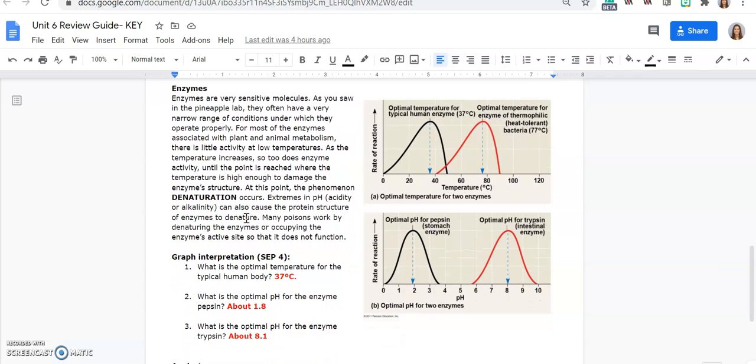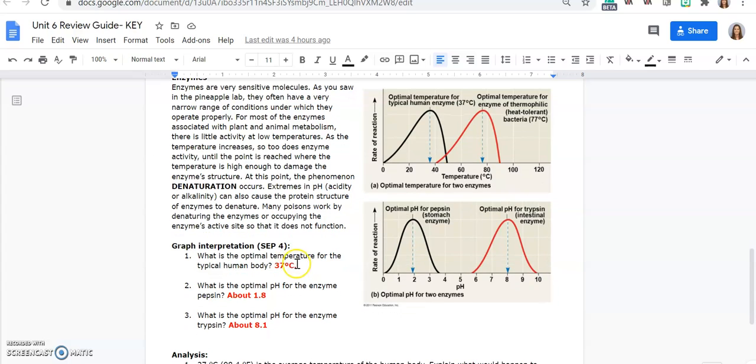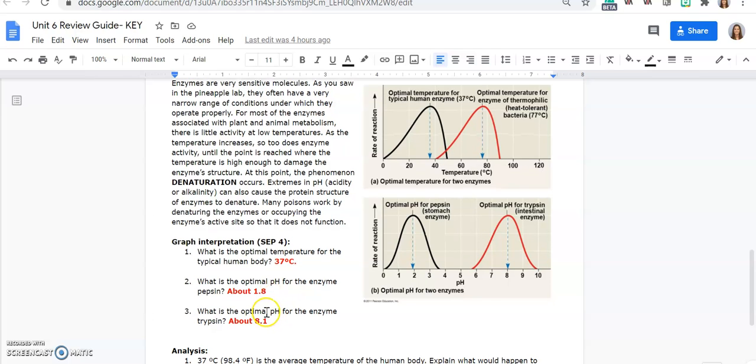Next part about the enzymes. So for these questions, I just looked at where these lines peak, and that is the optimal or the best temperature or pH for that enzyme to work. So look at where the line peaks, follow it down, look at the x-axis. So here are the answers for those. 37 degrees Celsius, which is the temperature of the human body, 1.8, and then 8.1.